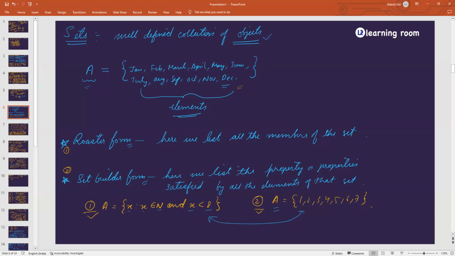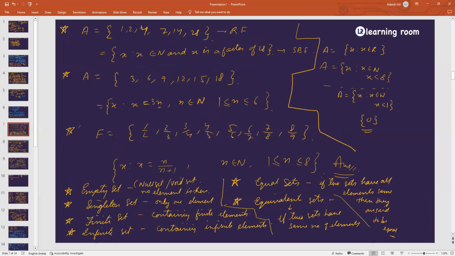Sir, shall I tell the answer? Vanna, you got the answer? One minute. Sanjana? Set builder form should be 1 and roster is 2. Got it? So right now I am asking about this answer. Understood what is the difference between set builder and roster form? Yes, sir. Okay. Then we had some examples of set builder and roster form.